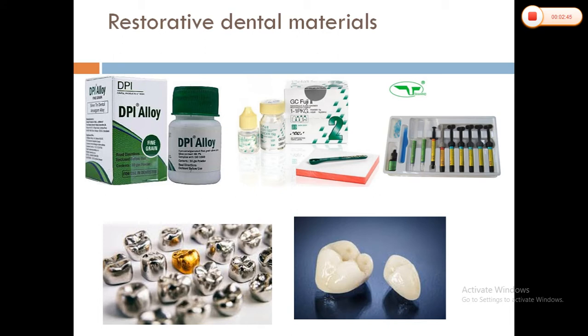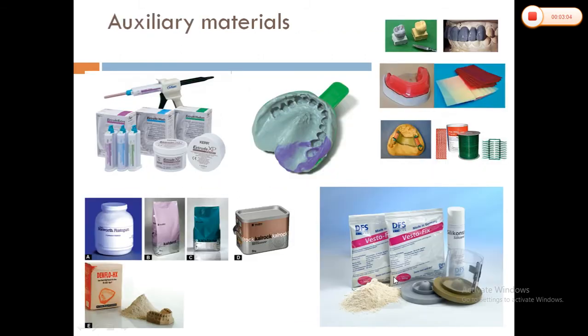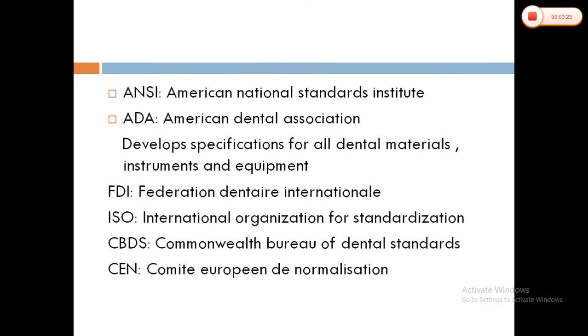Restorative dental materials, I told you, again are direct restorative materials like GIC, composites, and amalgam, silver amalgam, etc., or indirect restorative materials like metallic crowns or ceramic crowns, bridges, etc. Auxiliary dental materials are impression materials, waxes, investments, gypsum products. All these things come under auxiliary dental materials. Fine.